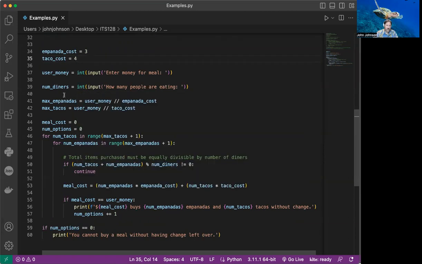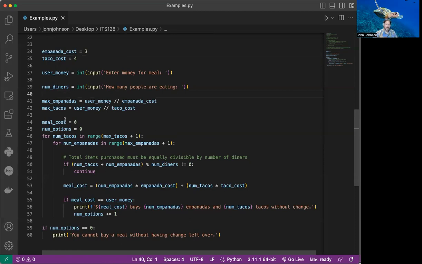Now, for some reason, they want that when you do find your max number of empanadas and tacos, no longer are they just going to take the first combination, they're going to take them all. But there's a twist. They also want that number of empanadas and tacos added together to be evenly divisible amongst the number of diners that are eating. So that's another added wrinkle to it.